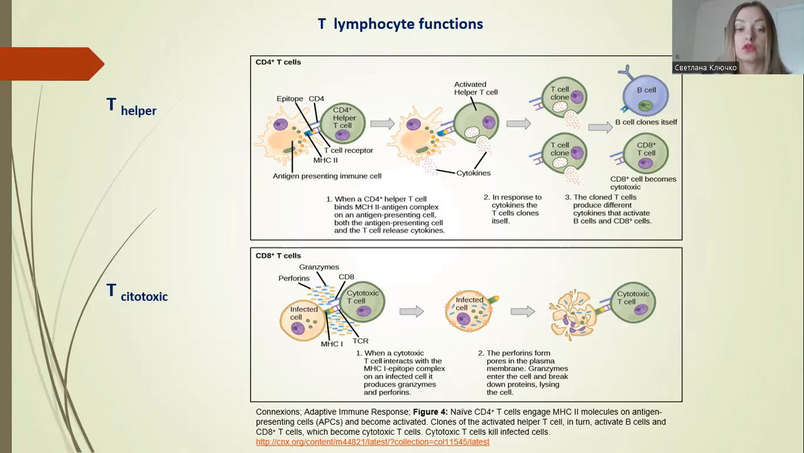And T cytotoxic cells. The cytotoxic T cell interacts with the major histocompatibility complex 1 epitope complex on an infected cell and produces granzymes and perforins. Granzymes and perforins are proteins. The perforins form pores in the plasma membrane. Granzymes enter the cell and break down proteins, releasing the cell. The infected cell is destroyed as a result.